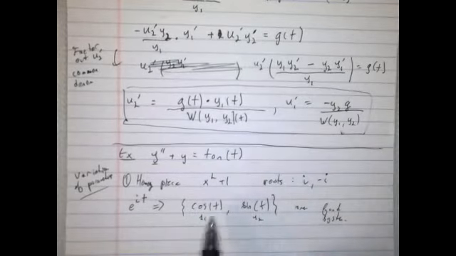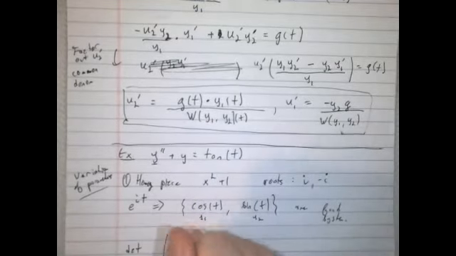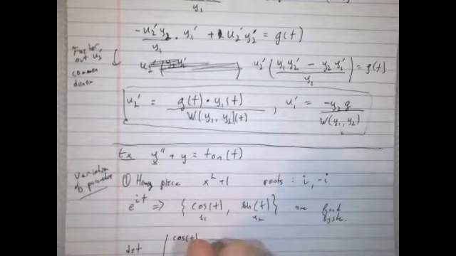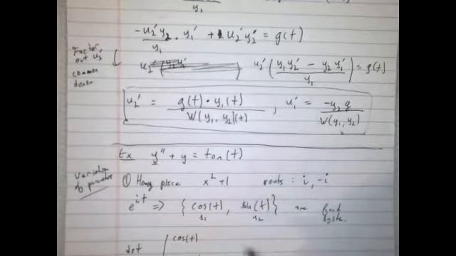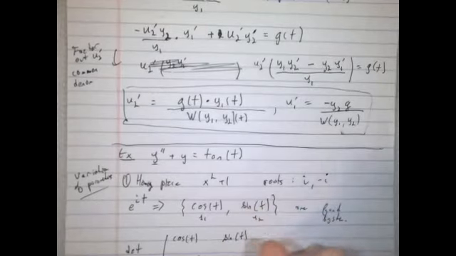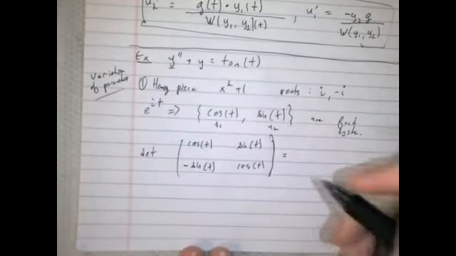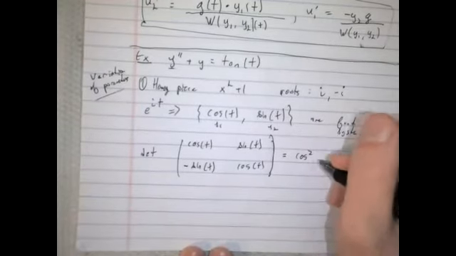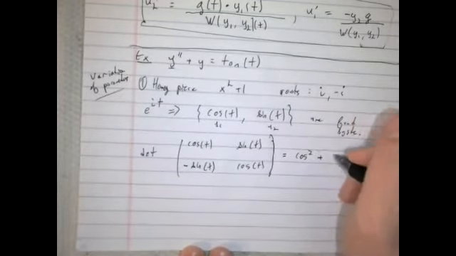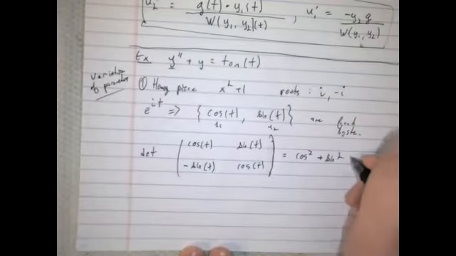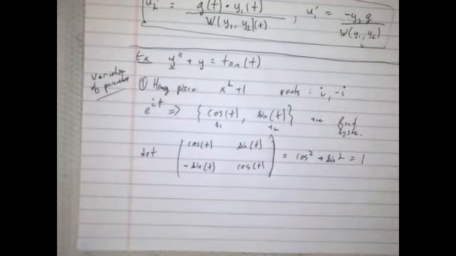Now I should compute the Wronskian of these two. What's the Wronskian of these two functions? Well, it's the determinant of cosine of t, negative sine of t, and sine of t, cosine of t. What's this determinant? 1. Yeah, it is equal to cosine squared plus sine squared, which is equal to 1. Well, that's very pleasant. It's almost like I probably chose this problem specifically because it was nice.